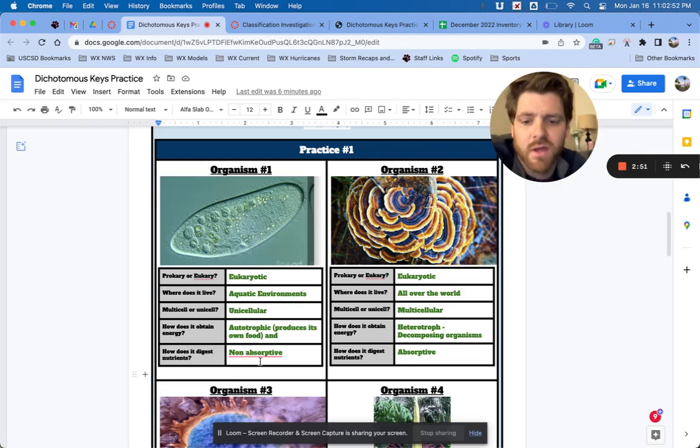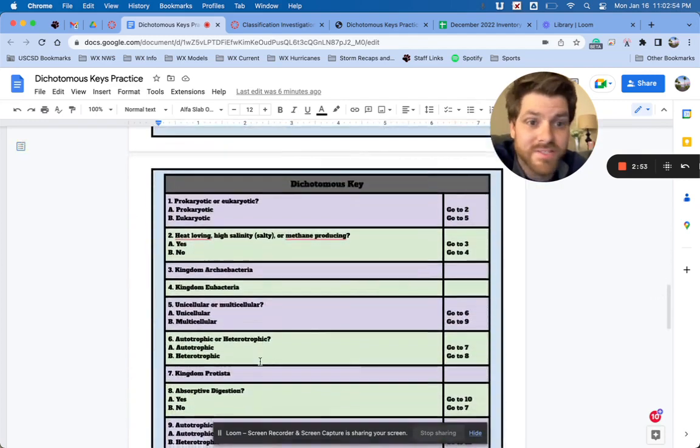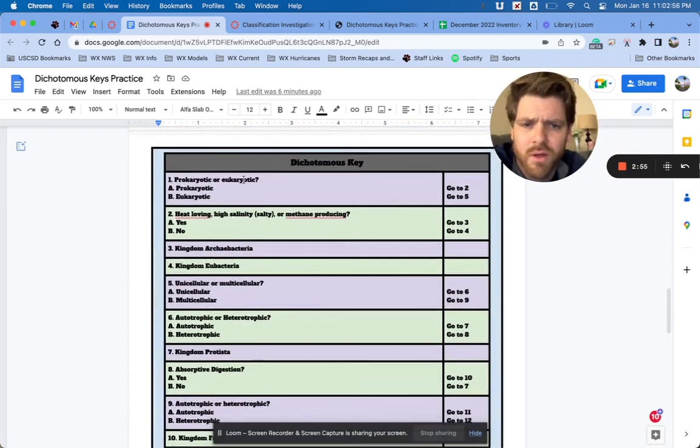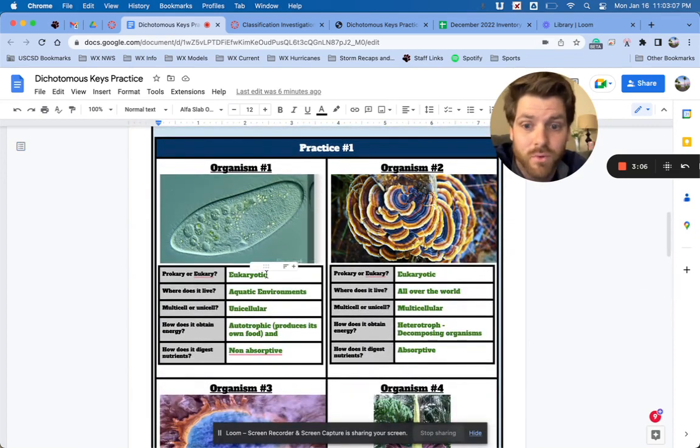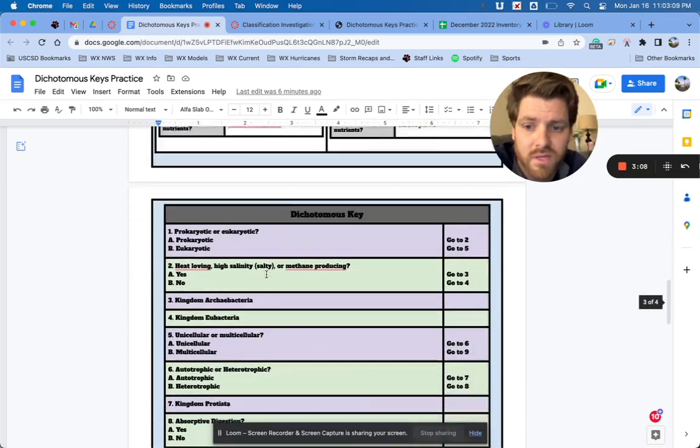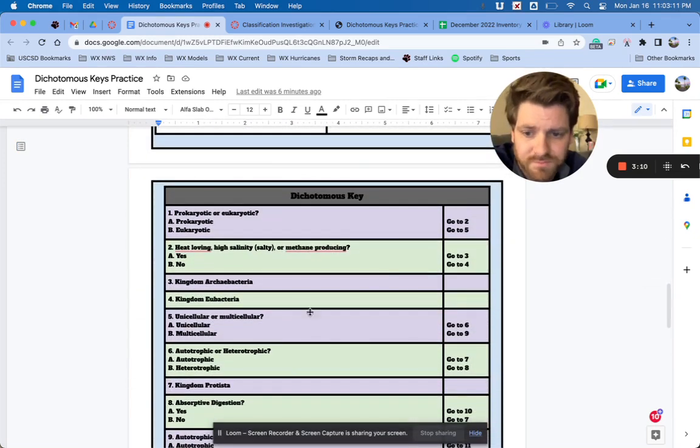So we'll go down to the dichotomous key down here, starting in step number one. Is it prokaryotic or is it eukaryotic? If it's prokaryotic, we're going to go to step two. If it's eukaryotic, we're going to go to step five. So which one is this? This is a eukaryotic organism. So we go back down to the key. It said go to step number five. So we're going to skip two, we're going to skip three, we're going to skip four, and we're going to go straight to five. Is it unicellular or multicellular?